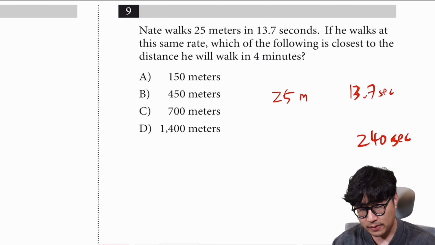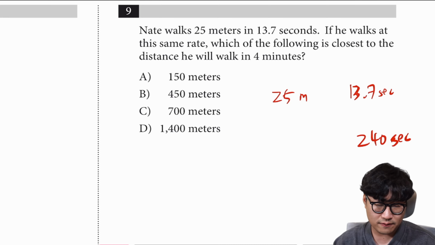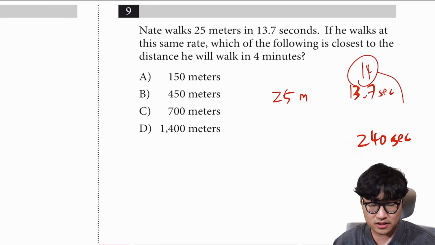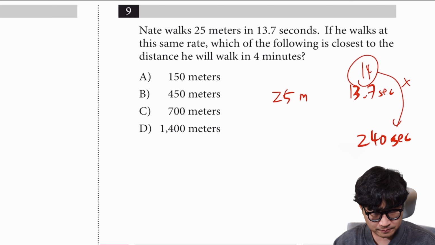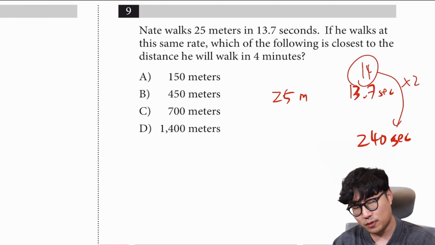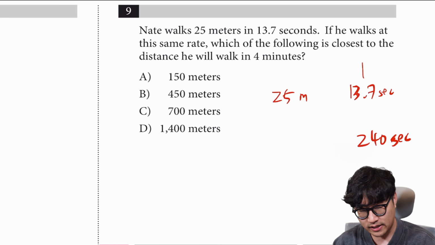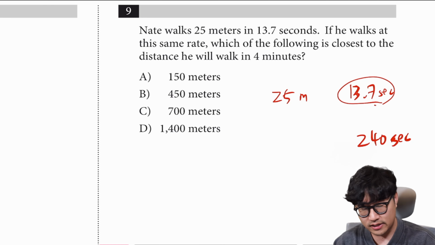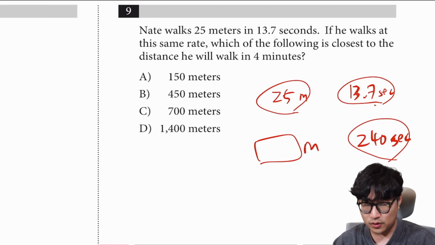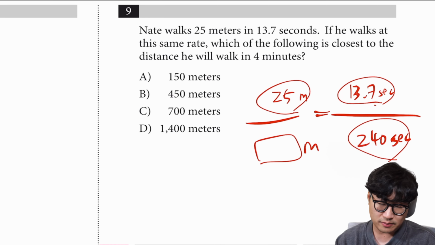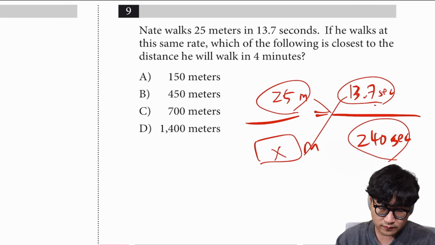So if you really think about it, just call that like 14. From 14 to 240, you would need to multiply by what? Maybe something like 20 or something. Well, you can actually set up proportions. You really don't have to guesstimate it like this. You just say 13 seconds, 25 meters, 240 seconds, how many meters? It's just simple proportions. You can put them into fractions, set them equal, and then cross multiply to figure it out.